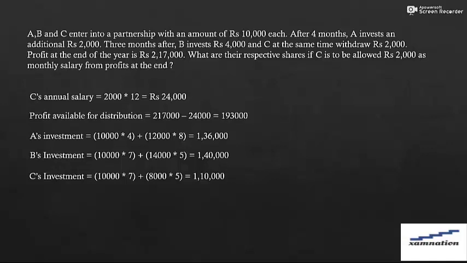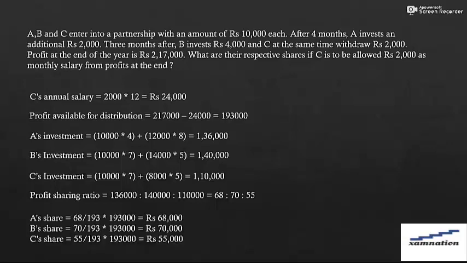So from here we can calculate their profit sharing ratio, which will come down to 68 is to 70 is to 55. And then we can calculate their respective shares as usual. That is A's share, 68 upon 193. Similarly, B and C's shares. So we'll get the answer as 68,000, 70,000, 55,000.